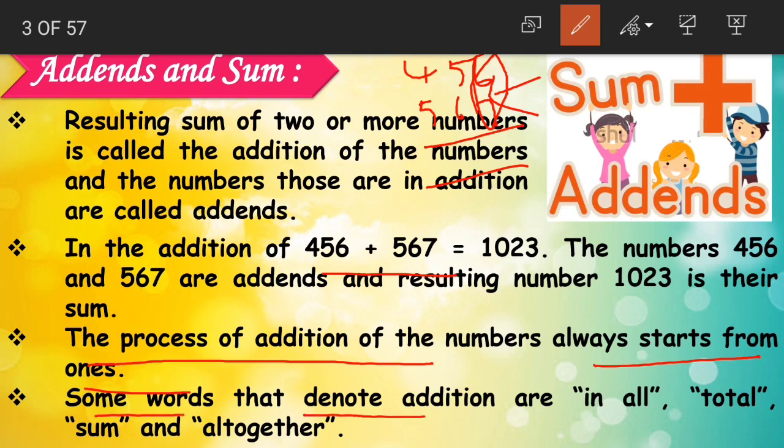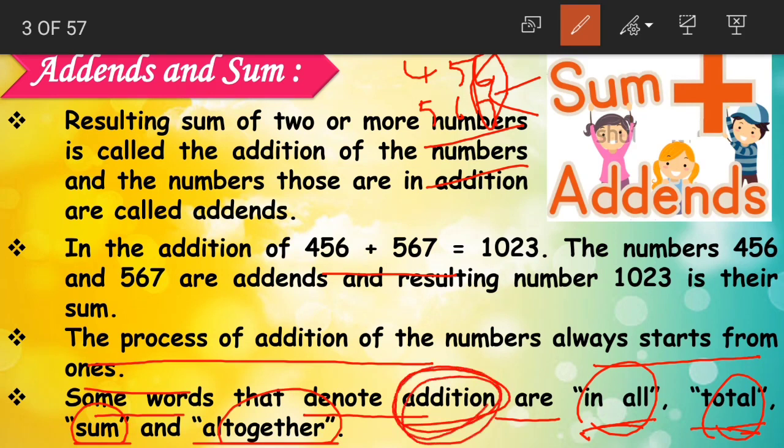Some words that denote addition are in all, total, sum and altogether. Now you will be having certain word problems, right? In those word problems, if it is asked in the question, find the flowers in all, or find the total flowers, or find the sum of the flowers, or find the number of flowers present altogether, when these words are used, it means that we have to perform addition here. We have to add the given numbers. Clear, children? Okay, moving on.